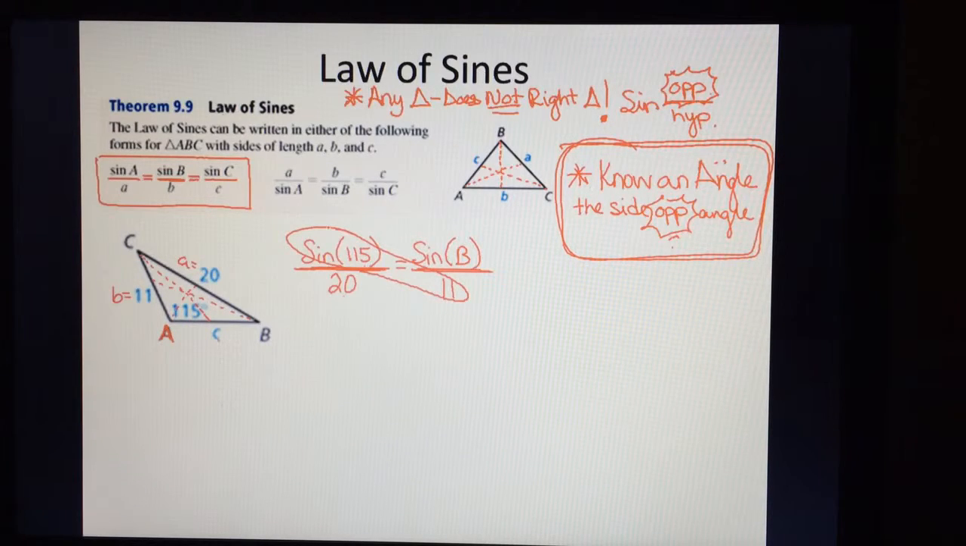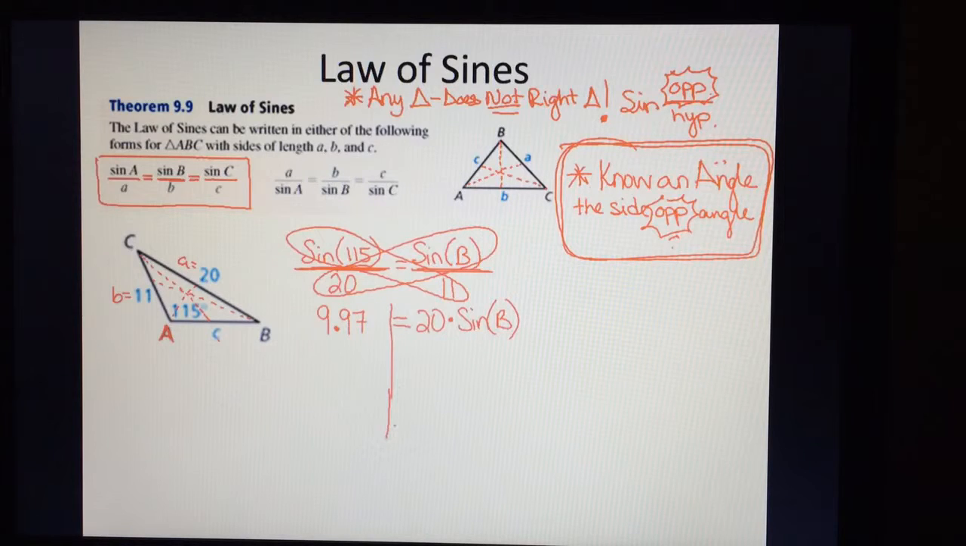That's all numbers there, so I'm just going to type in the calculator 11 times sine of 115. The calculator tells me 9.97. Putting down my equal sign. When I cross multiply this way, since I have a variable, I cannot put that in the calculator. I literally write 20 times sine of angle B. Angle B is my variable that I'm trying to solve for.